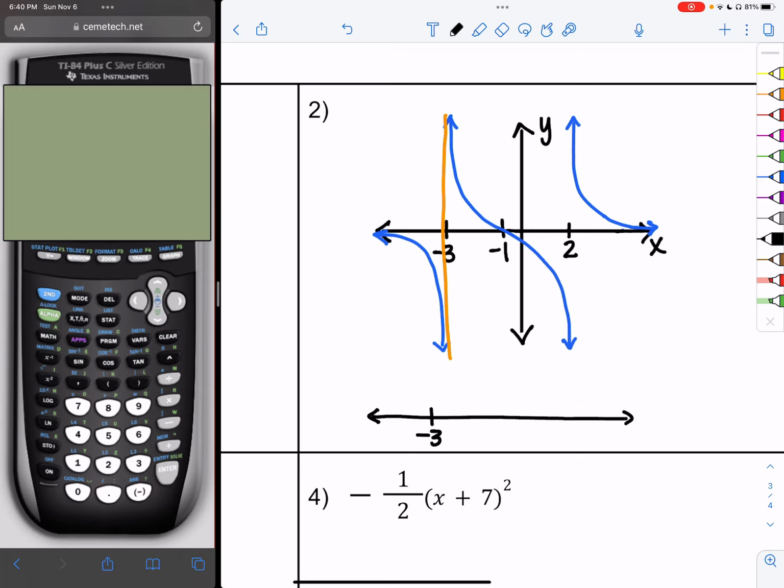I also see that I have an x-intercept at positive 1. And then I see that I have another vertical asymptote at negative 2, or excuse me, positive 2. So now that I have that, I'm going to look at when it's below and above.